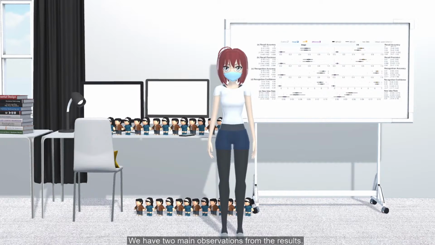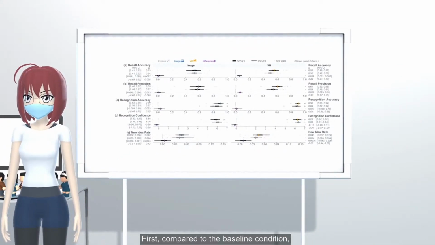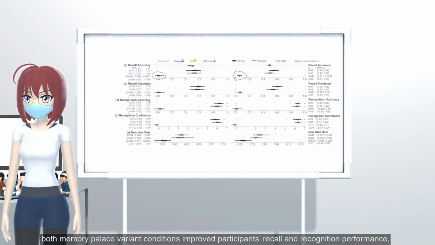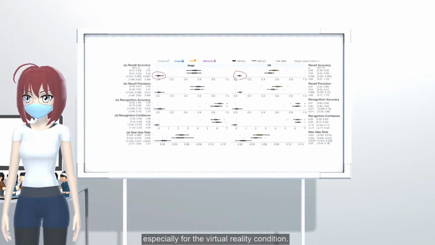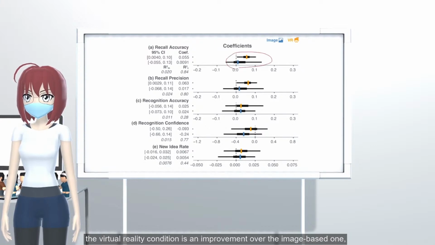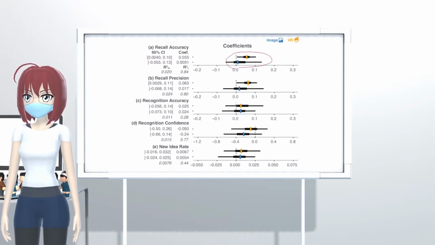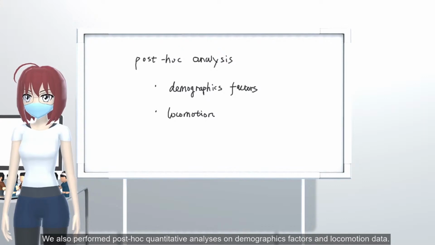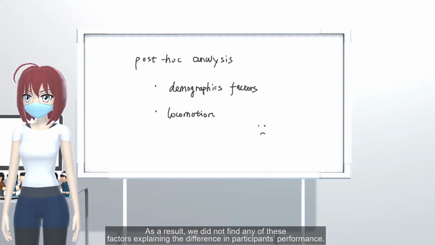We had 2 main observations from the results. First, compared to the baseline condition, both memory palace variant conditions improved participants' recall and recognition performance, especially the virtual reality condition. The effect size could be large, but we were not able to estimate its actual size given the data. Comparing the 2 memory palace variant conditions, the virtual reality condition is an improvement over the image-based one, but the effect size is very small. We also performed post-hoc quantitative analysis on demographic factors and locomotion data. As a result, we did not find any of these factors explaining the difference in participants' performance.